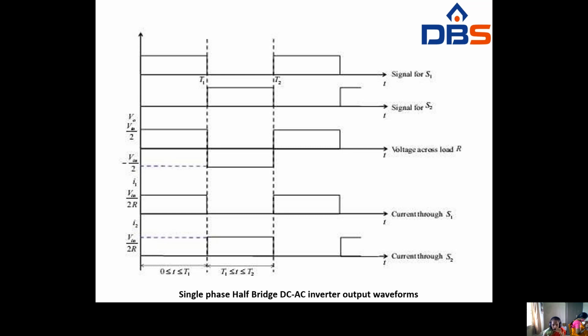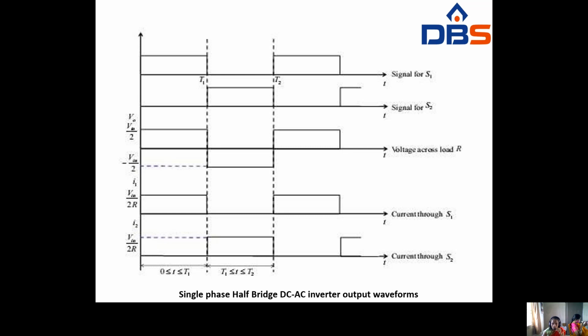The current through S1 will be obtained in positive mode, that is Vin by 2R. So the output current is obtained in the positive direction. The current through S2 will be obtained for T1 less than or equal to t less than or equal to T, and at this time the current through S2 flows. These are the half bridge DC to AC inverter output waveforms.